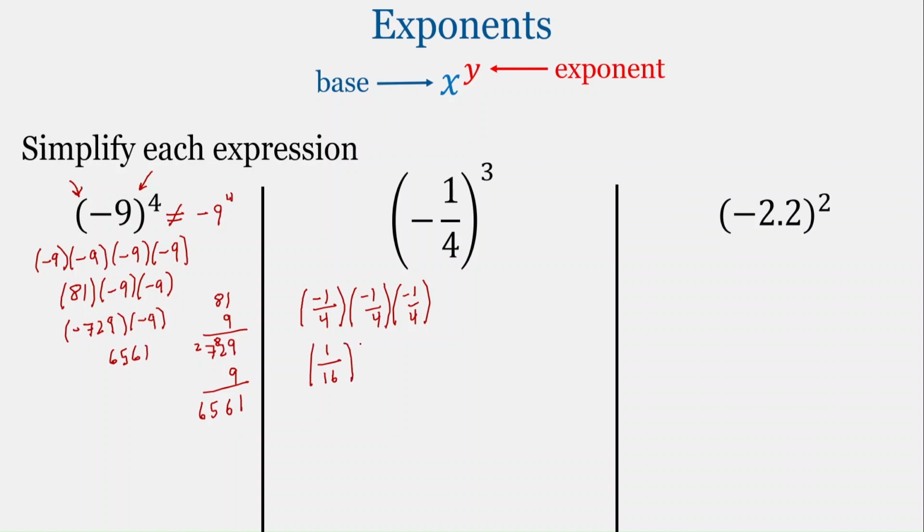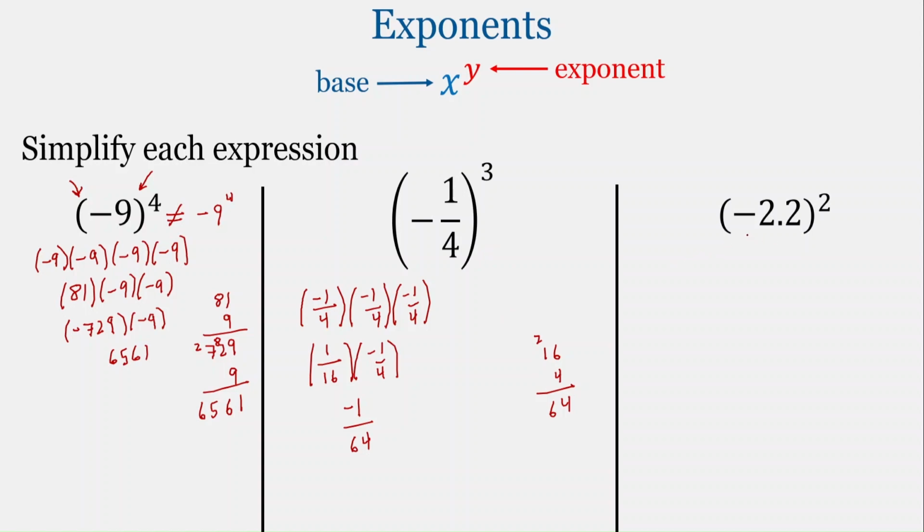So we have 1 over 16 times negative 1/4. And again, 1 times negative 1, well, that's negative 1. And then 16 times 4. That's 24, carry the 2, and then 6. So over 64. So negative 1 over 64 is our answer.